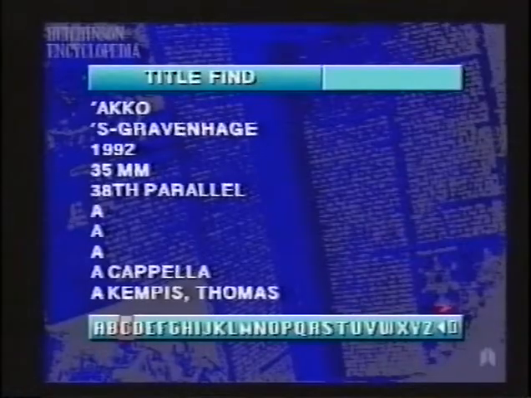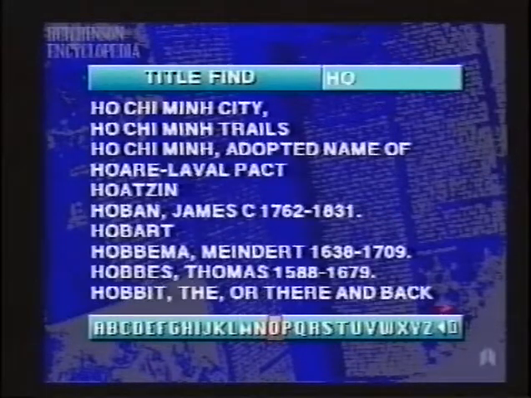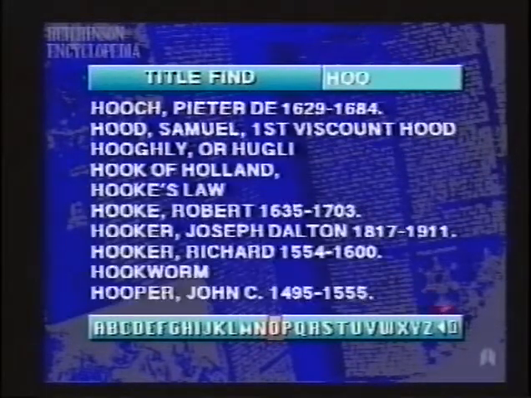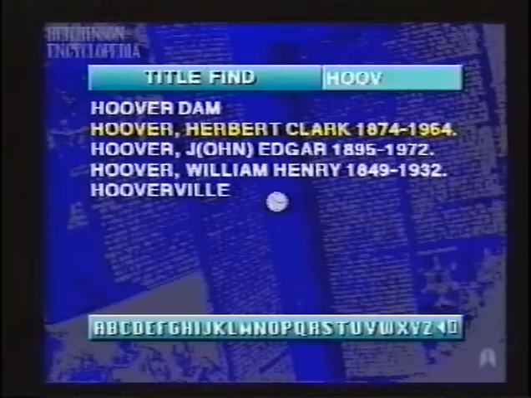I actually want an entry on Hoover, that American bloke who had the dam built. To get to his entry, I'll just start spelling out his name. You have to remember, this title was designed to run on a machine which had no keyboard, so I'm having to select these letters with the controller, which isn't always easy. Once we're close to the name, we can just pick out one from the list and click on the button.